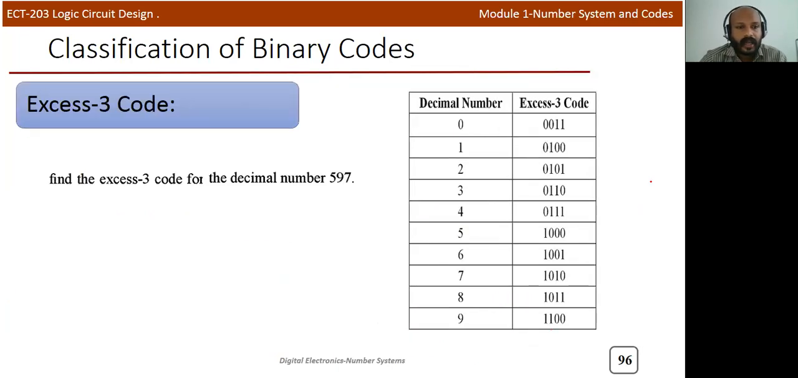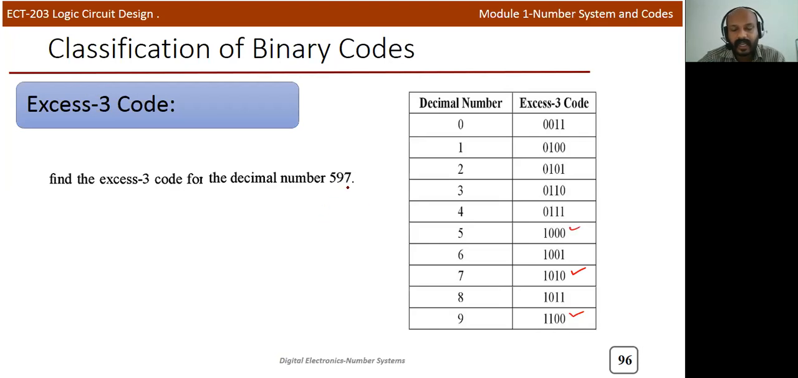So you can write the XS3 code for the decimal number 597. In order to get the XS3 code, you need to write the 4-bit equivalent. So 7 can be represented like this, 9 can be represented like this, and 5 can be represented like this. So plus 3. Okay, we can add plus 3.